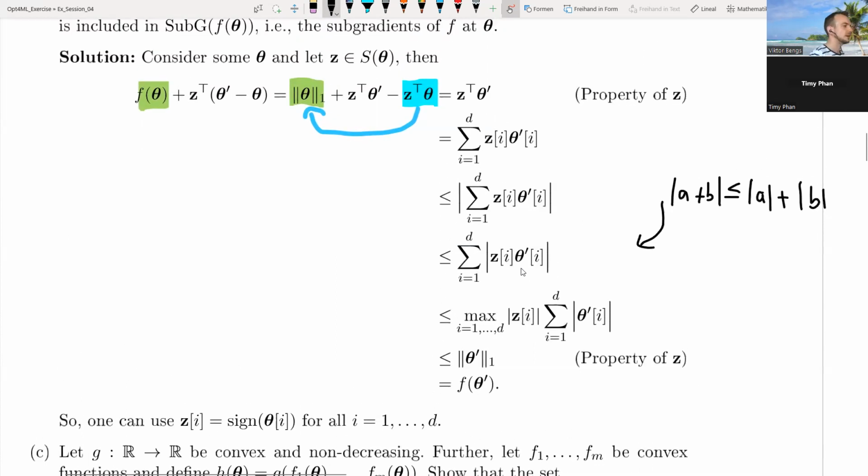Now we make this only larger, so what we also can use is that a times b for real-valued numbers is the same as if we would multiply their absolute values. Now this is what we do here.